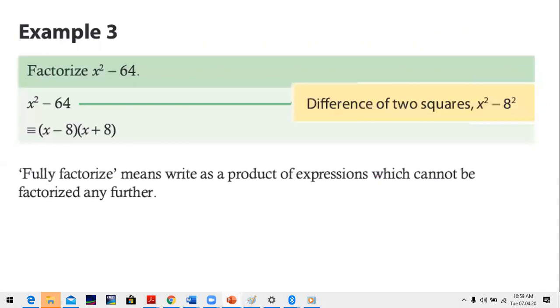For example, factorize x squared minus 64. We can see here that 64 is a perfect square number, the square of 8. Since a squared minus b squared is equal to a plus b times a minus b, we know for sure that this equals x minus 8 times x plus 8. Fully factorized means written as a product of expressions which cannot be factorized any further.